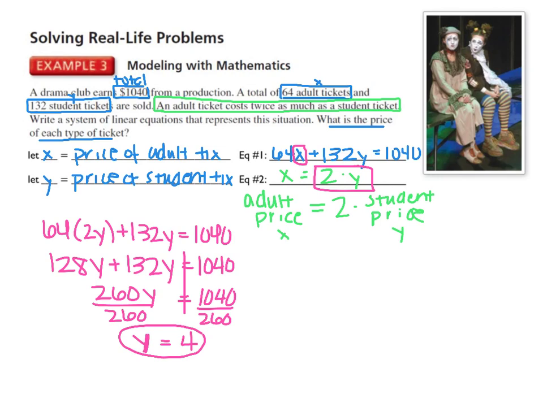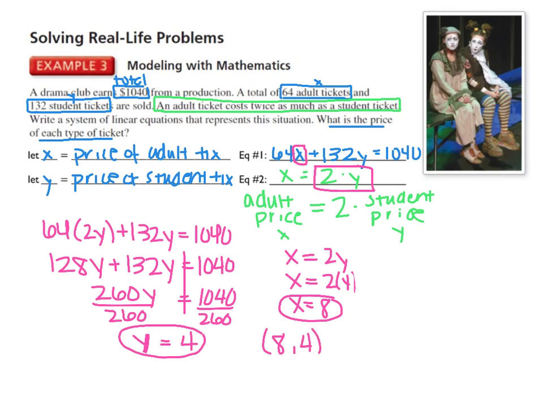Remember though, systems, I had to find both things, not just one of them. So once I found that y is 4, I know that x is 2y, so that means that x, right, if x is 2y and y is 4, x must be 8. Whoa. x must be 8, because 2 times 4, right, I'm putting in 4 for y, 2 times 4 is 8. So my answer is 8, 4.